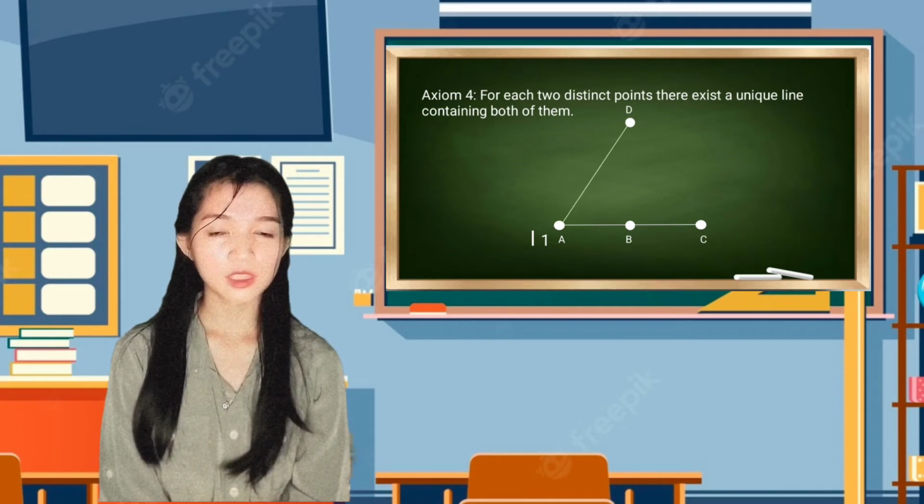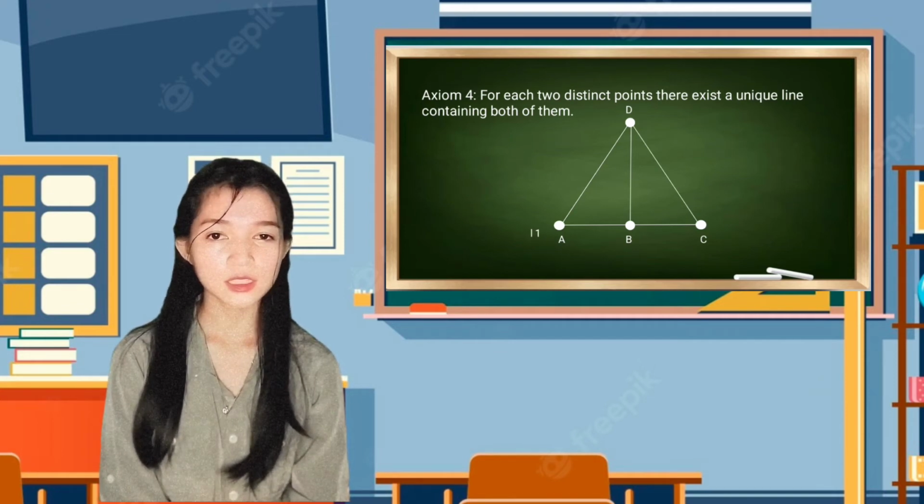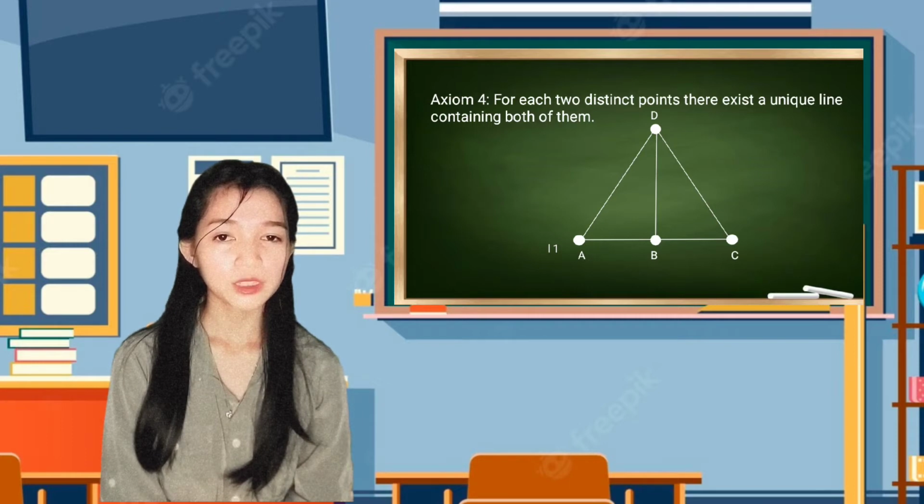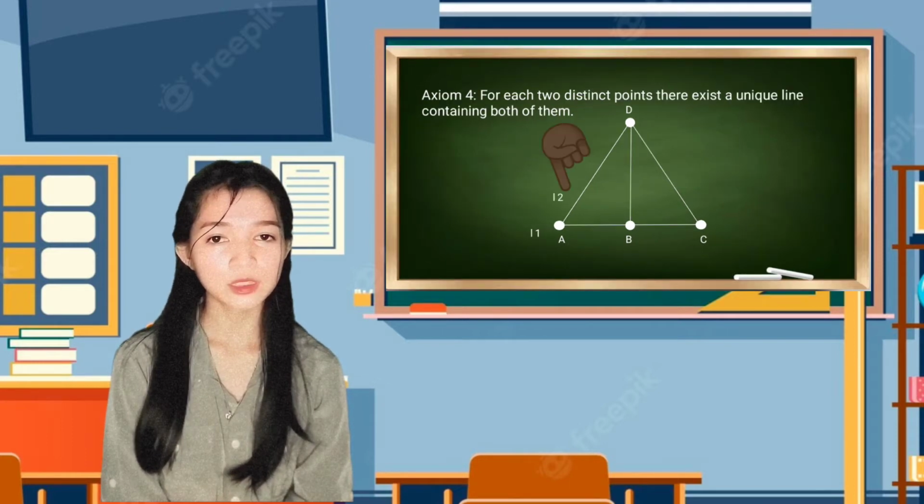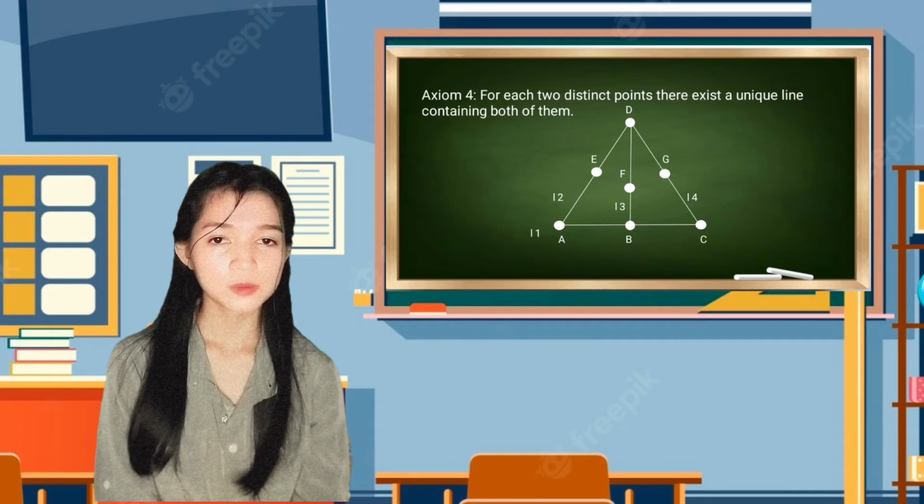Before we proceed to axiom 4, let us go back to axiom 2, which says every line has exactly 3 points. As you can see, we created lines here, which are line 2, line 3, and line 4. Let us put points on each line to satisfy axiom 2. Those are point E, point F, and point G. So let's proceed to axiom 4.